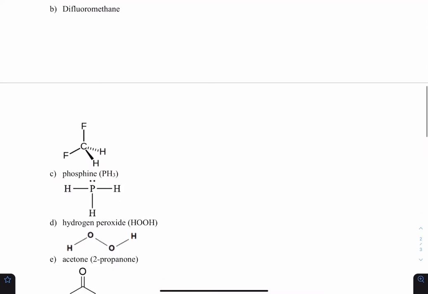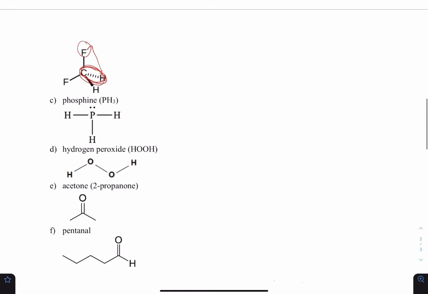Part B says difluoromethane. Well, I have hydrogen, but it's not bound to an N, O, or F. F is here, but the hydrogen is not bound to it. That's the biggest difference. Even though we're next to a fluorine, we're not bound to the fluorine. So this is not going to have hydrogen bonding. Phosphine, the hydrogens here aren't bound to N, O, or F, so no, that's not going to be it either.